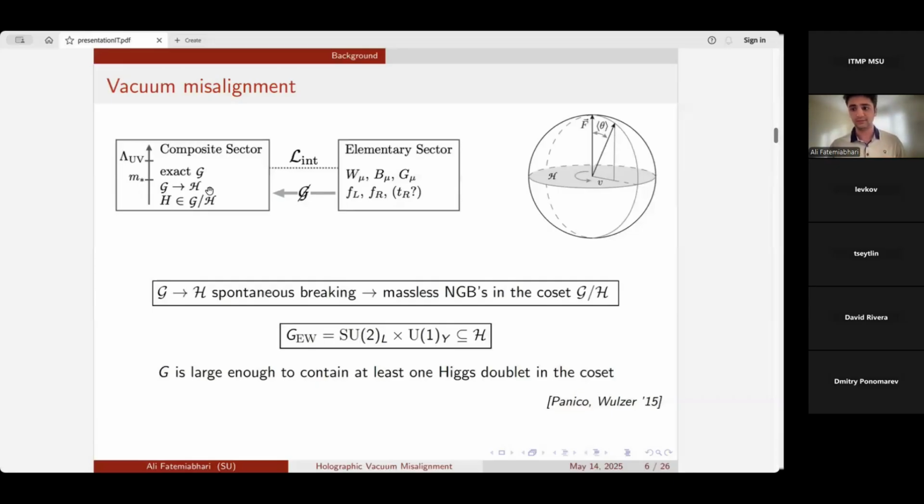Sorry, Ali. Could you please repeat again? How do you see vacuum misalignment in this picture? So you have some group manifold G, that's the gauge group. No, this is a global symmetry, G. Oh yes, I see, it's global symmetry. Yes. Then it breaks down to a very small group H, which preserves the vacuum.